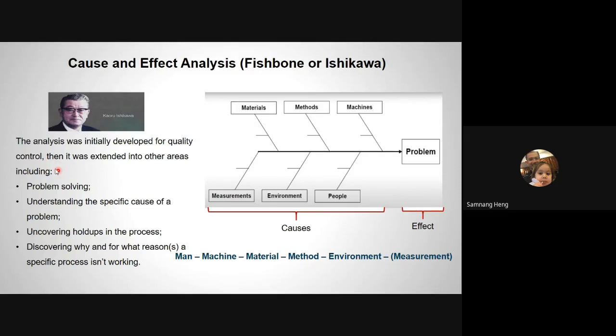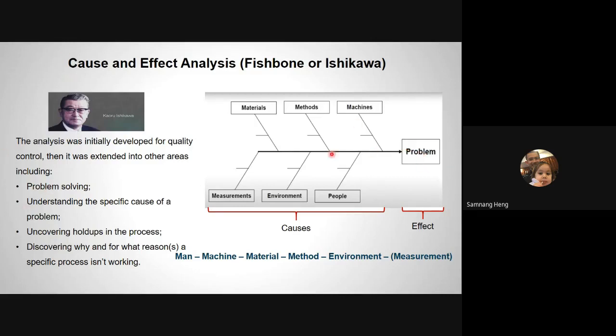And then people just applied it to different fields, like problem solving, logistics, and business. One of the main uses of fishbone analysis is in problem solving, because it helps to understand the specific cause of the problem. First you need to find the problem. What is the problem here?